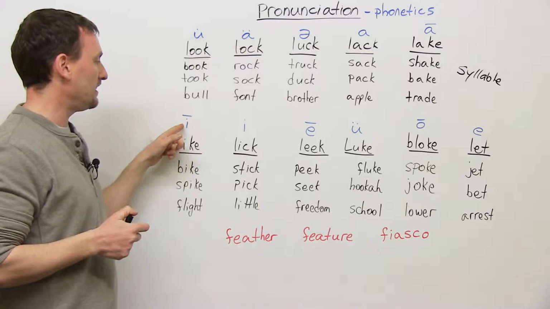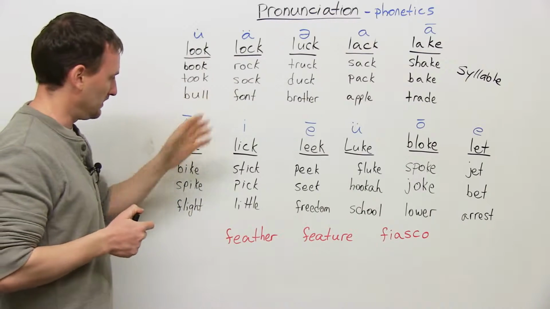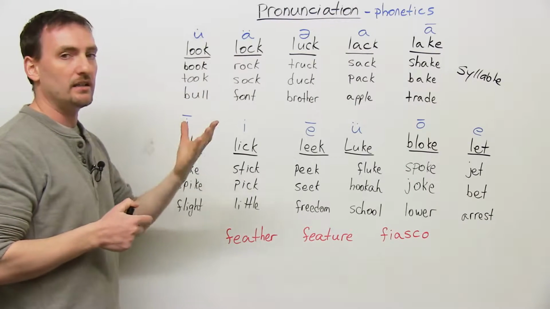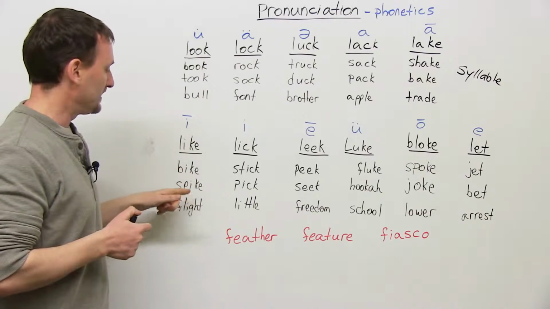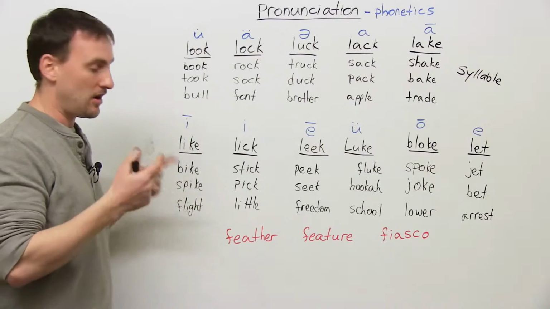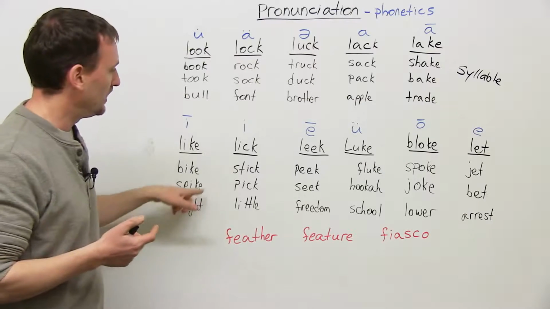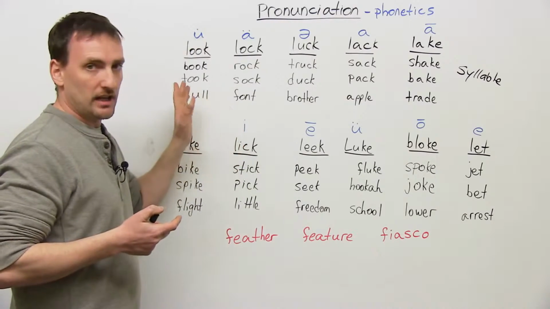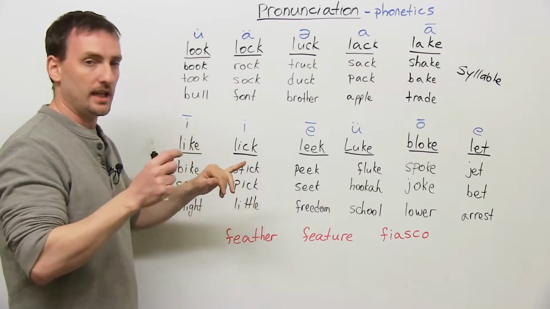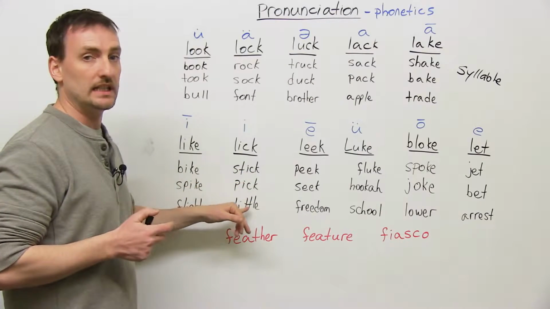Like, I with a long symbol on top of it. I, it's also a diphthong. Bike, spike, flight. All the same vowel sound. I, regular I with nothing on top. Lick, stick, pick, little.